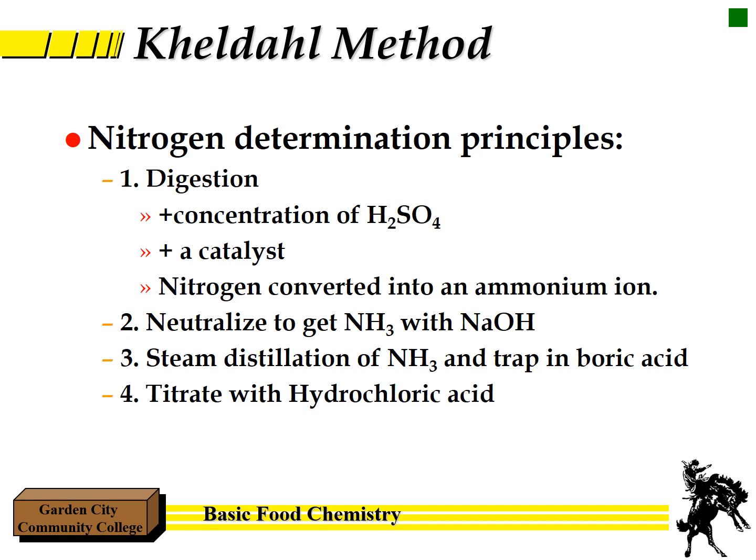Then we're going to neutralize it with NaOH to get NH3, and then it's going to go through a distillation process with steam, and we trap that NH3 in boric acid. Then it's titrated with hydrochloric acid, HCl, which makes sense, it's what's used in the stomach. What results from this process is the nitrogen.